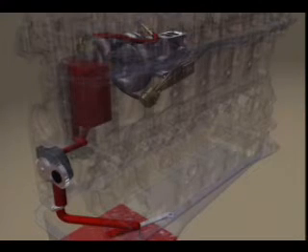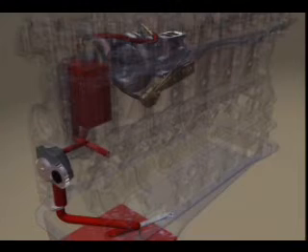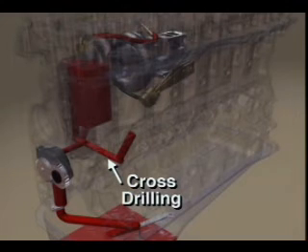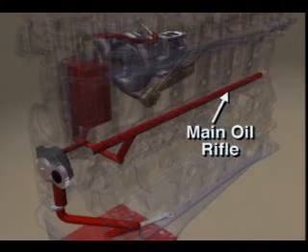Once the oil is cooled and filtered, a cross drilling between cylinder number 1 and cylinder number 2 carries oil across the block to an angle drilling that intersects the main oil rifle. The main oil rifle runs the length of the block and carries oil to the overhead and main bearings through individual transfer drillings.